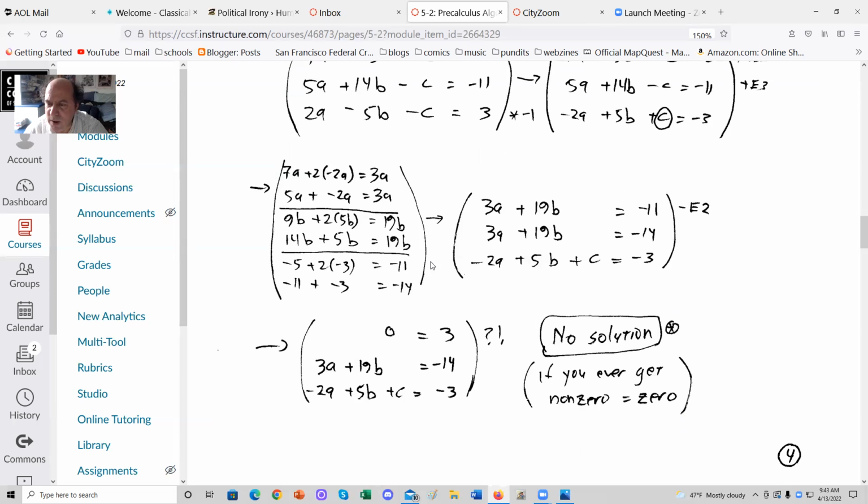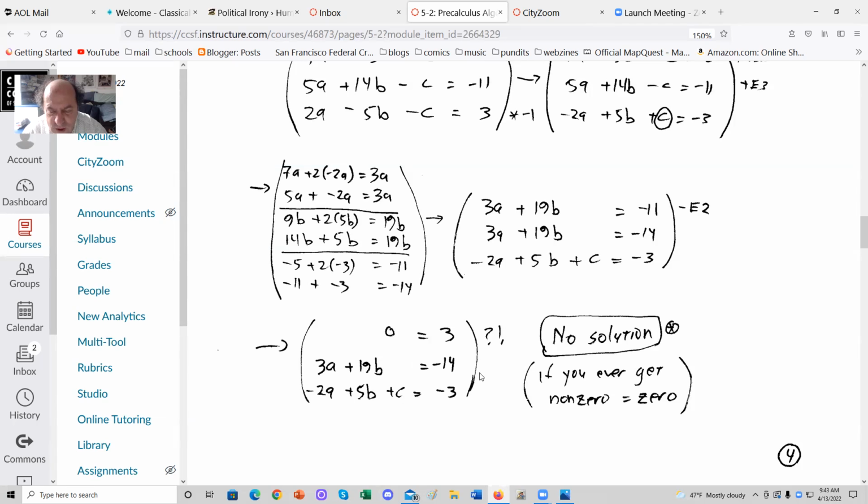All right, here we go. We have this system here. Uh-oh, trouble. 3a plus 19b is negative 11. 3a plus 19b is negative 14. We're running into trouble. In fact, if we take this first equation and subtract the second equation from it, 3a minus 3a cancels, 19b minus 19b cancels. Negative 11 minus negative 14 equals 3, and we get 0 equals 3.